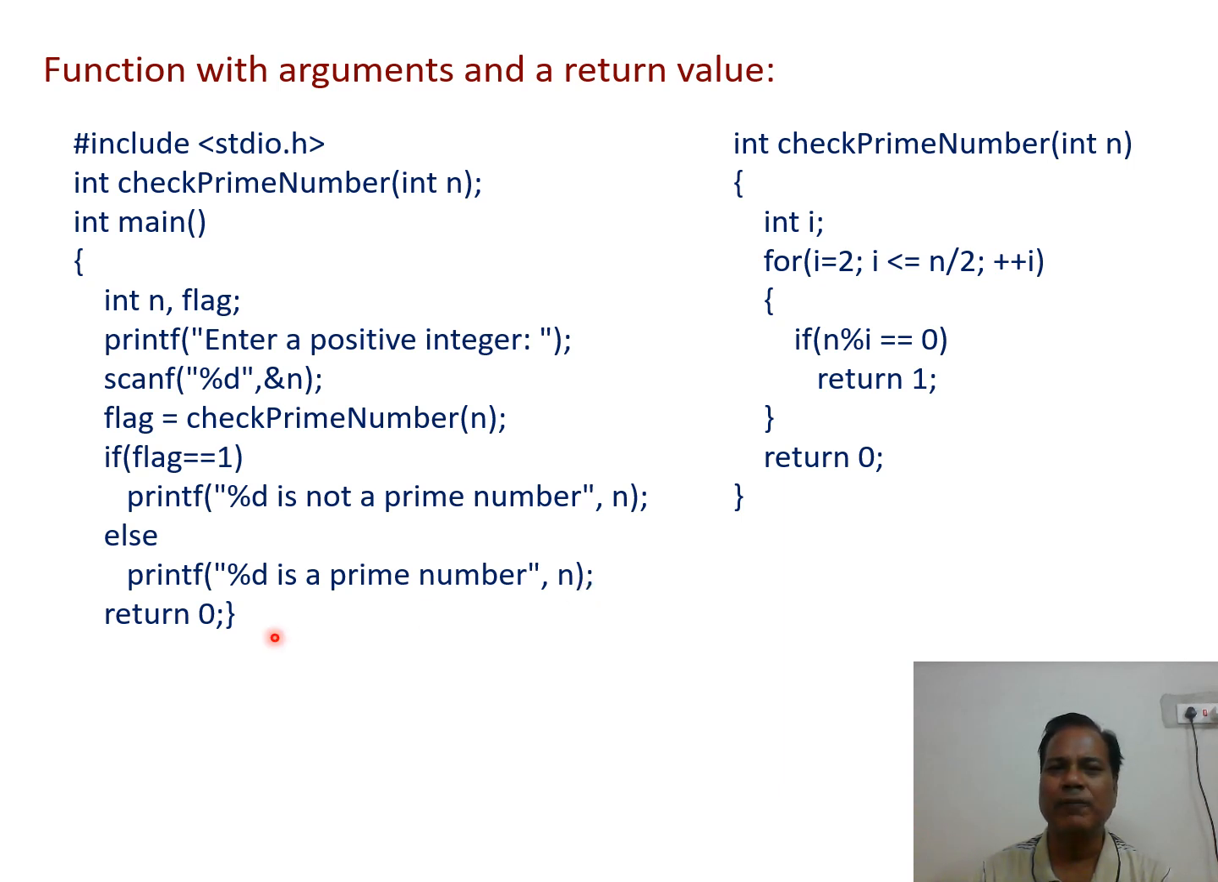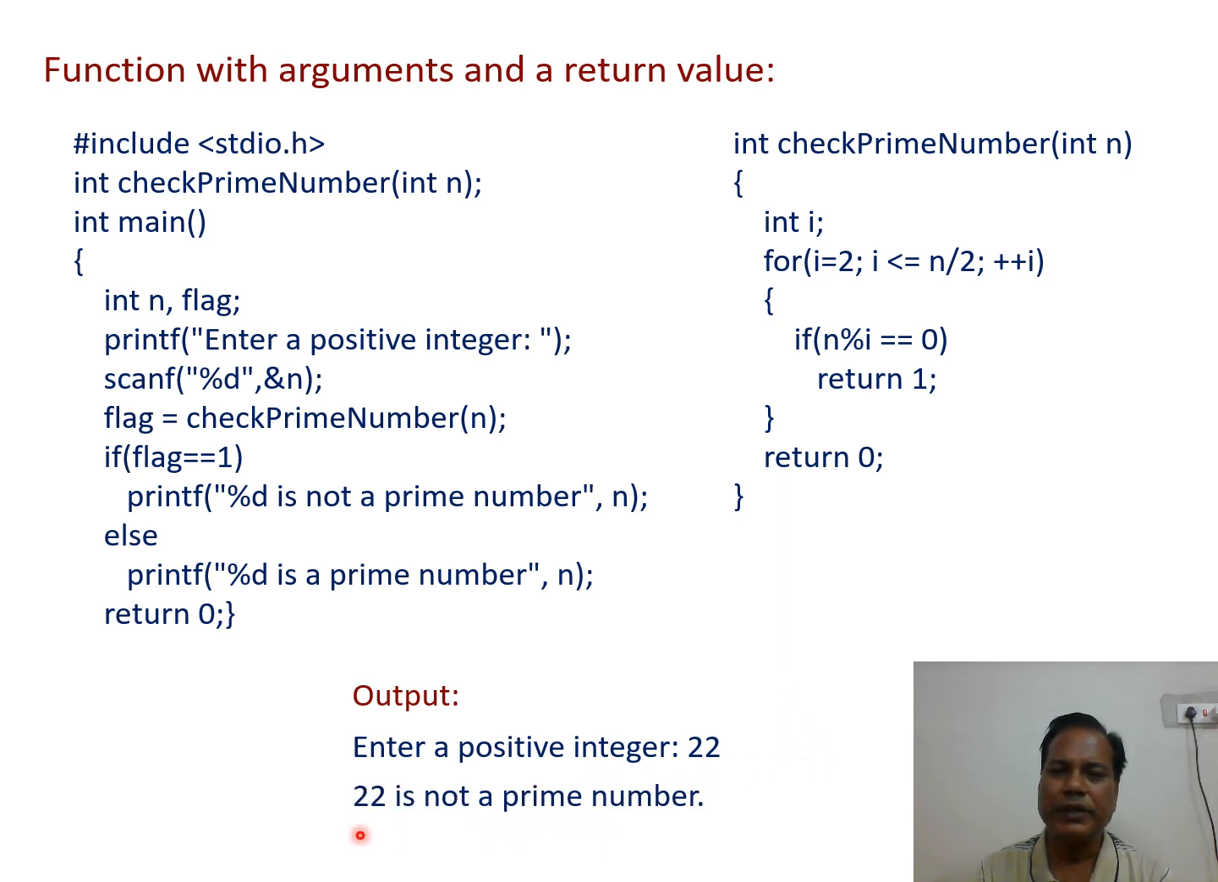So in this way we see that in this program the called function has an argument list, and simultaneously it is returning a value to the calling function. When this program is run, we get the output like this one. Enter a positive integer. When the user enters 22, we get the output "22 is not a prime number" because it is divisible by 2 and by 11.